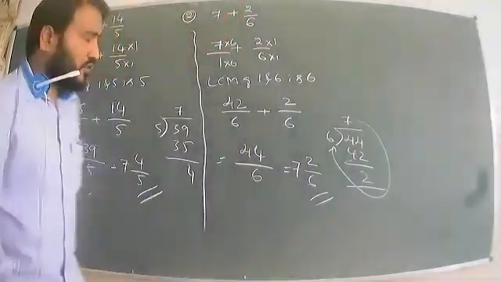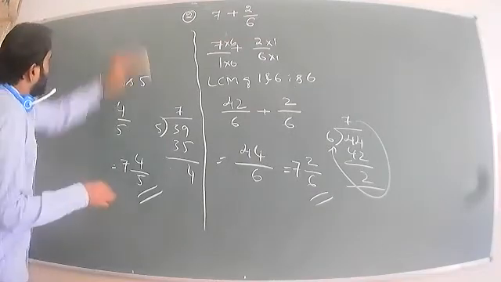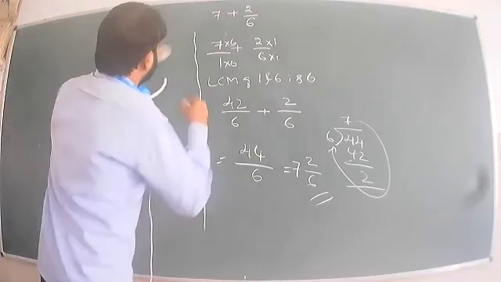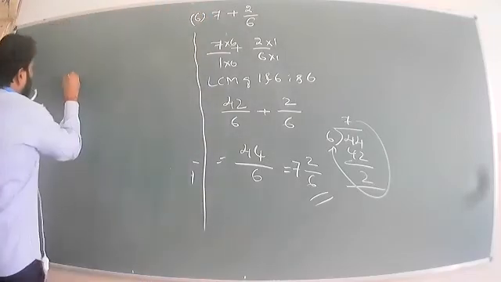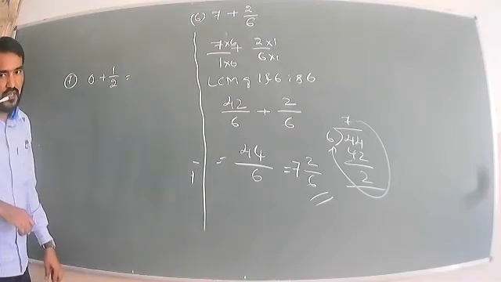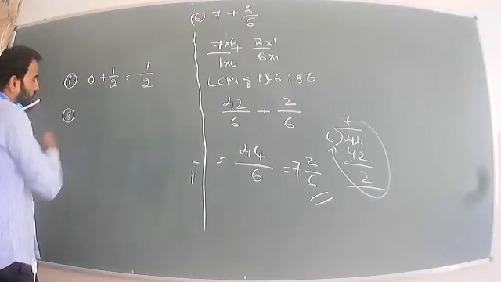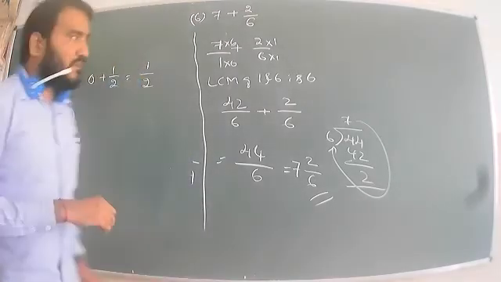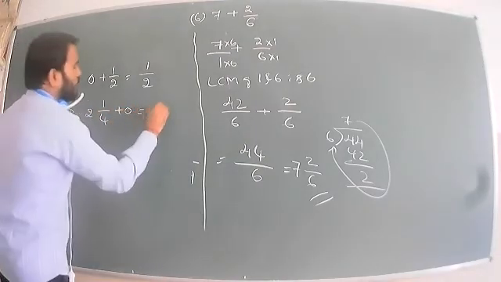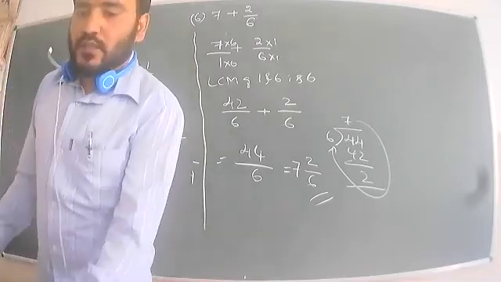Let me go for another question. Sorry, it is 6 1. Now I will take the 7th one. 0 plus 1 by 2. What is your answer? 0 added to any number, the answer is itself, 1 by 2. Next, the 8th question: 2 1 by 4 plus 0. What is your answer? We should write 2 1 by 4. That is enough. So these are the additions of fractions.